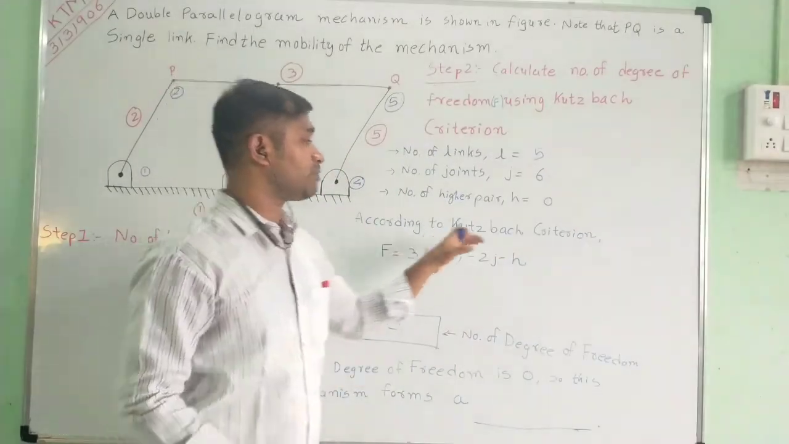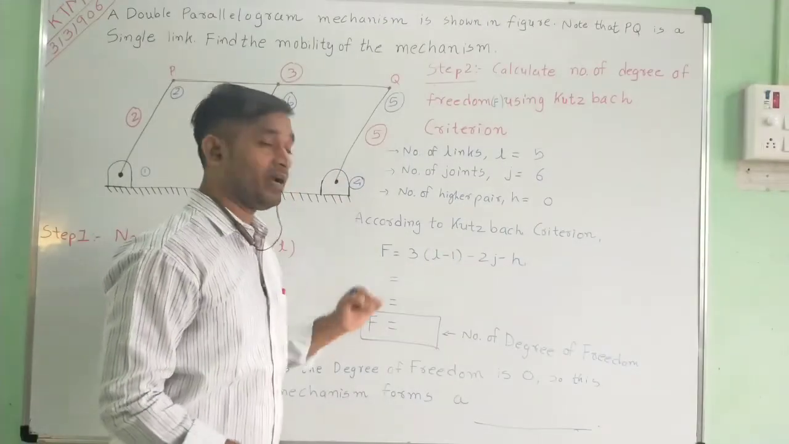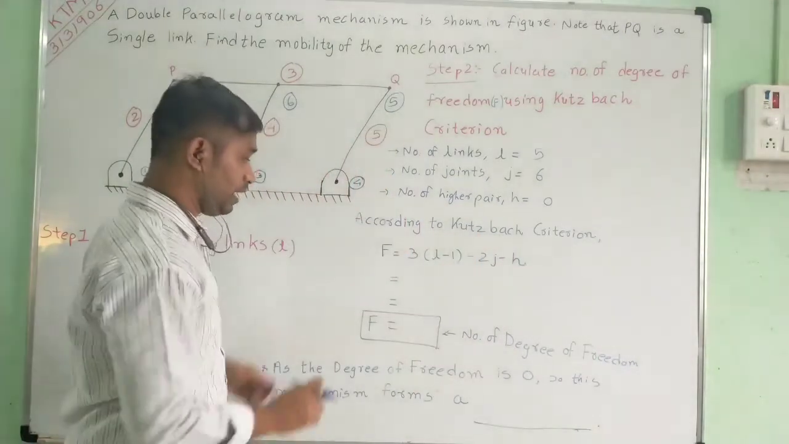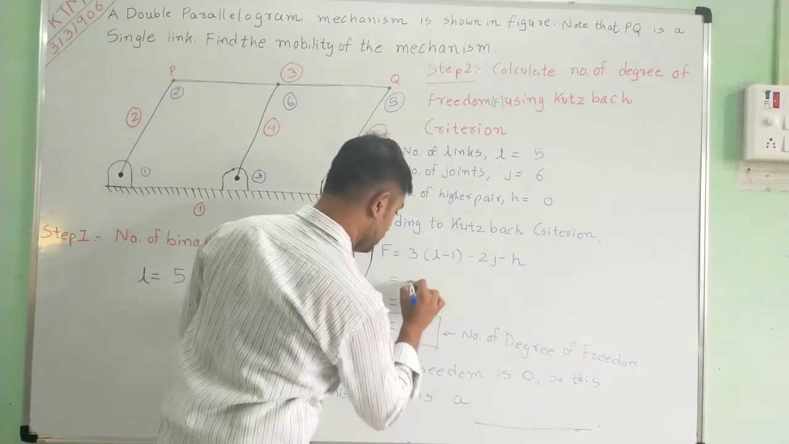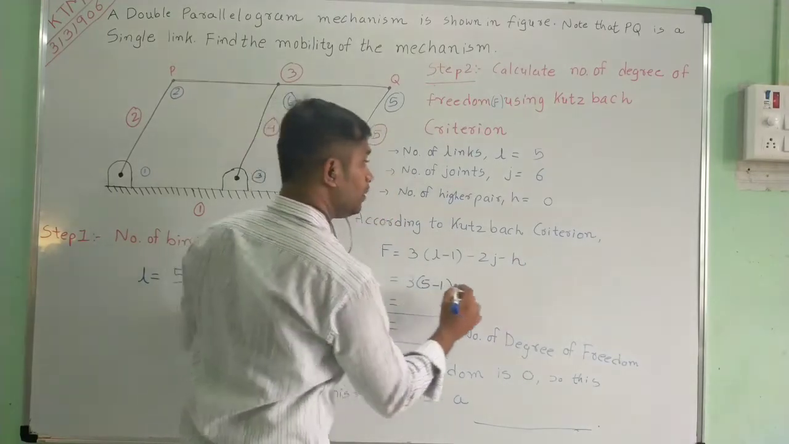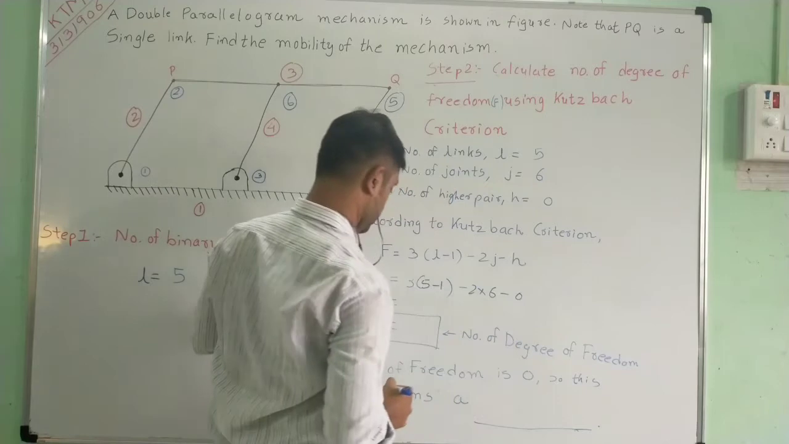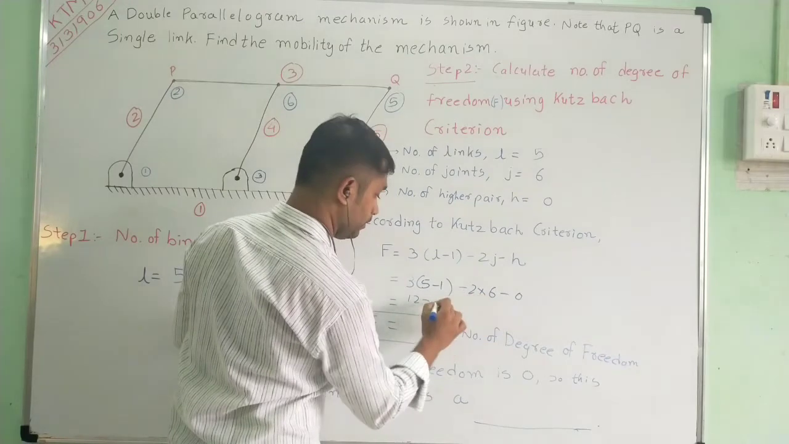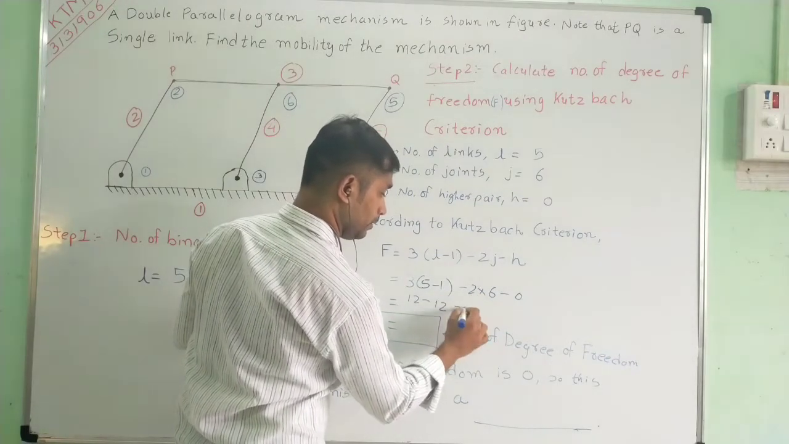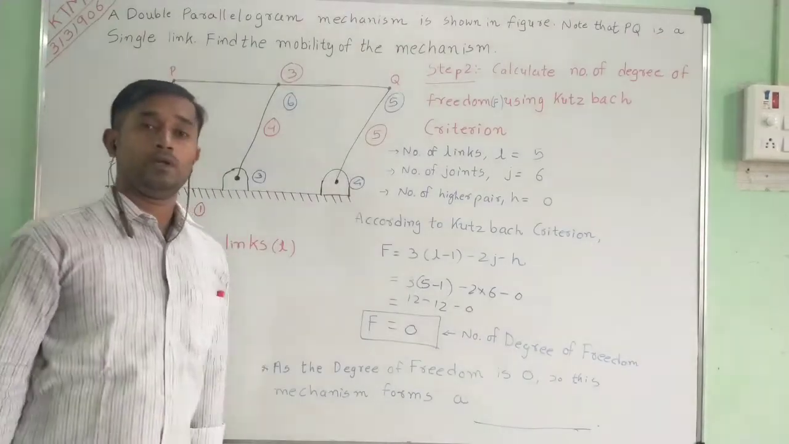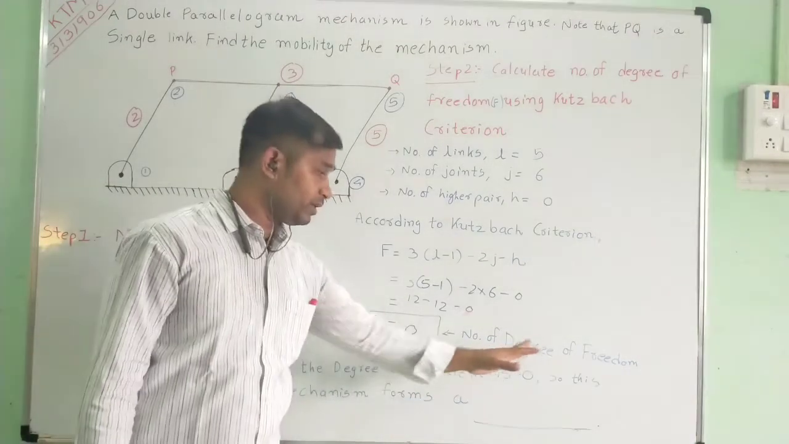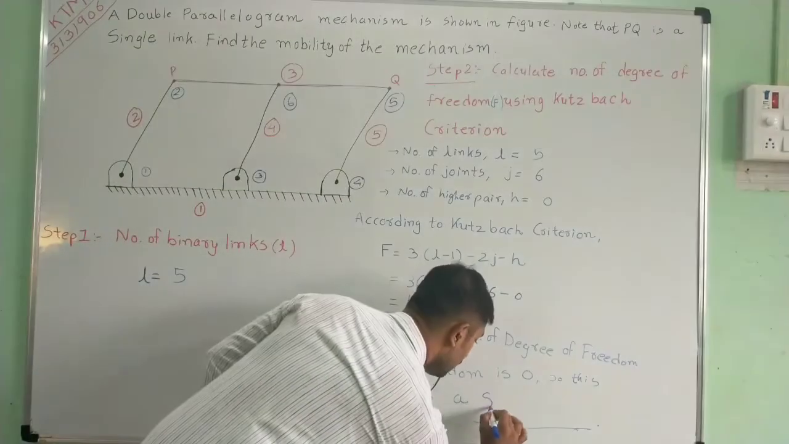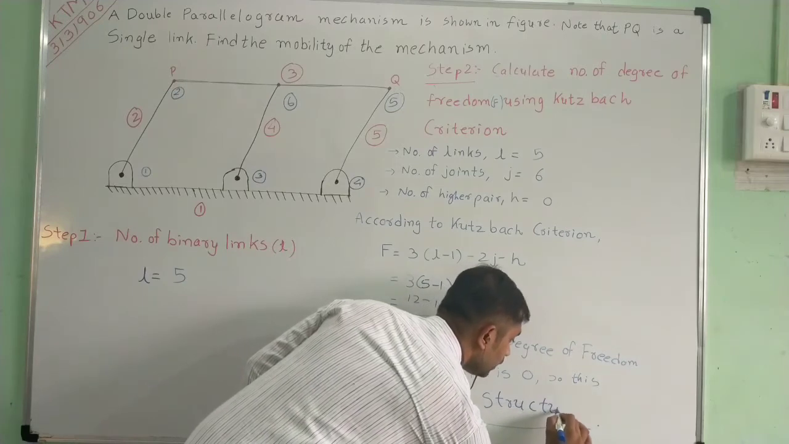Now according to Kutzbach criterion, this is the fundamental equation to find the degree of freedom: F is equal to 3 into (L minus 1) minus 2J minus H. Now put the values one by one: 3 into (5 minus 1), minus 2 into 6, minus 0. So 5 minus 1 is 4, so it's 12 minus 12 minus 0. So here the degree of freedom is 0. As the degree of freedom is 0, this mechanism forms a structure.